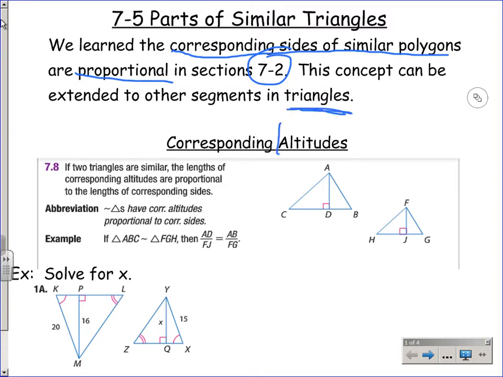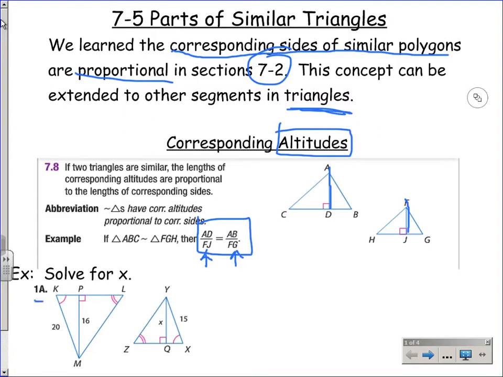And the first one's going to be the altitude. So the first theorem we have is if two triangles are similar, the lengths of corresponding altitudes are proportional to the lengths of corresponding sides. Meaning, AD is an altitude. Because these triangles are similar, AD is proportional to FJ. So when they set up their proportion, you can compare those two. AD is to FJ, and then they picked another segment to compare it to. So this gives us another opportunity to solve using proportions.